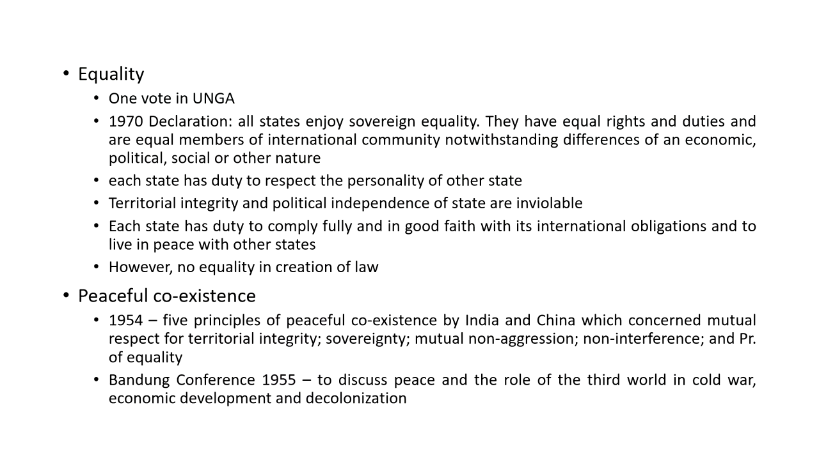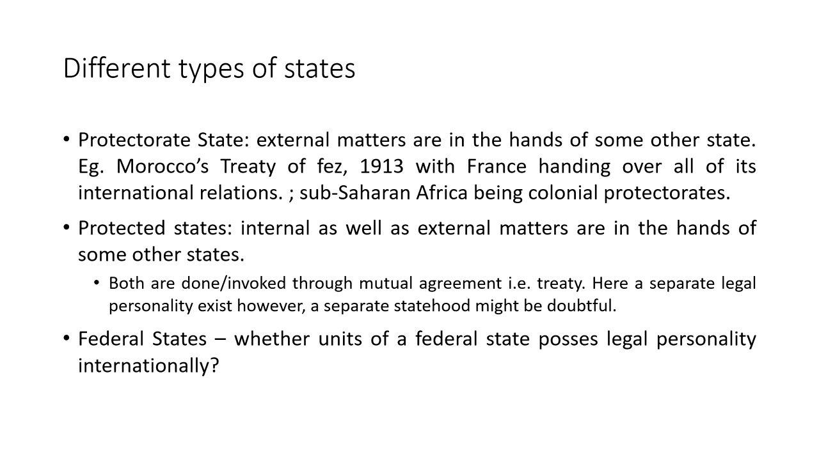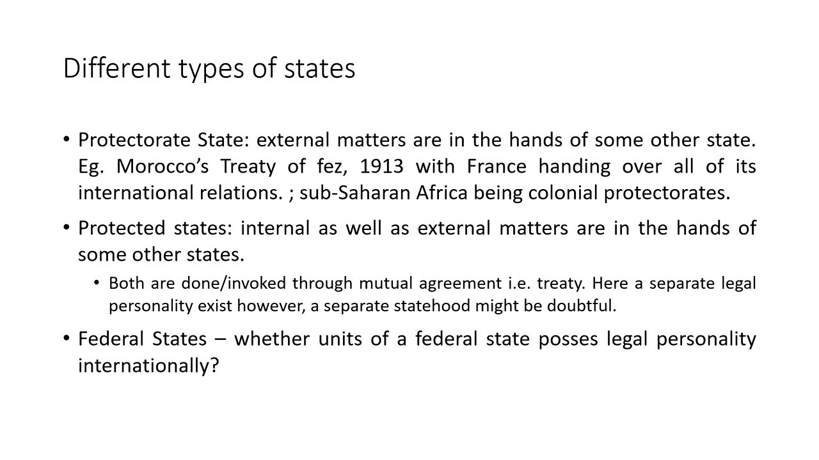Bandung Conference 1955, to discuss peace and the role of the Third World in the Cold War, economic development and decolonization. Well, friends, apart from states, there are different types of states. The states that we understand generally, distinct from that, there are protectorate states, protected states, as well as federal states. Let us understand simply that protectorate states are the states where external matters are in the hands of some other states. Example of it would be Morocco's treaty in 1913 with France, handing over all of its international relations, sub-Saharan Africa being colonial protectorates.